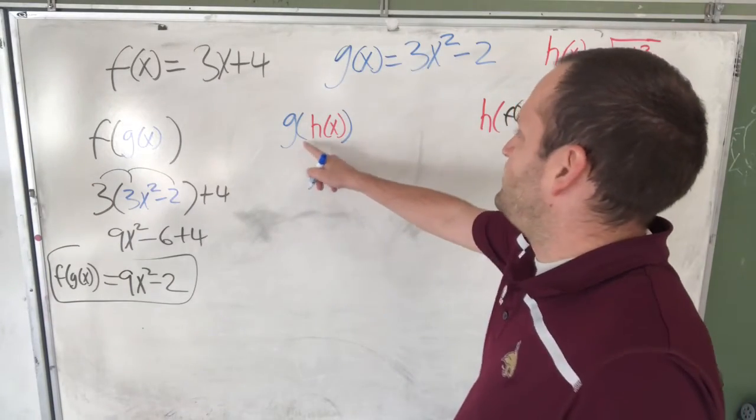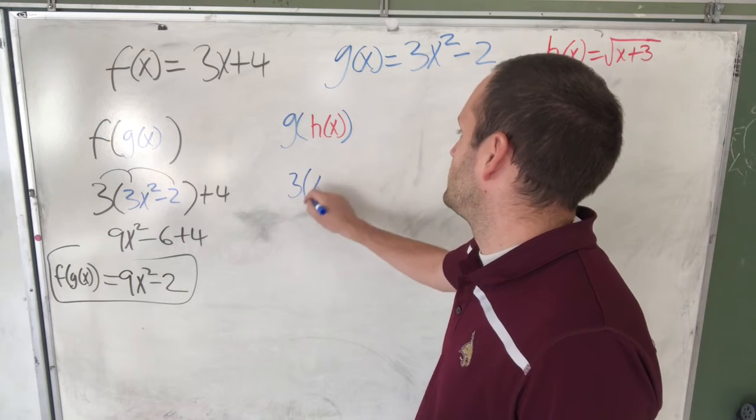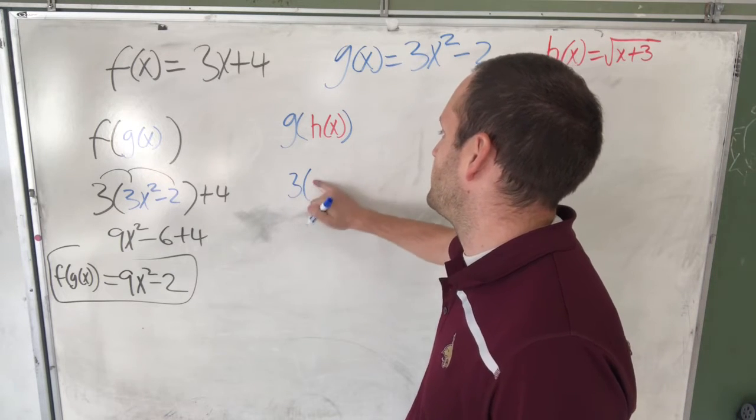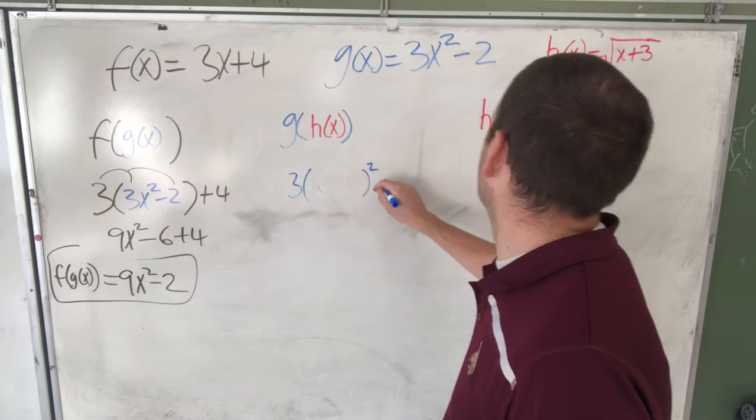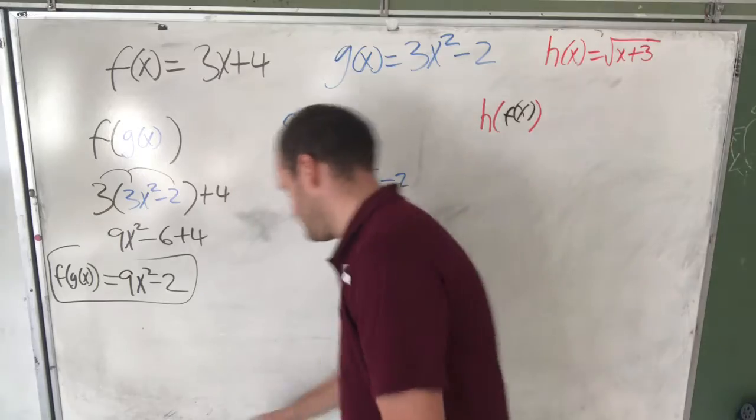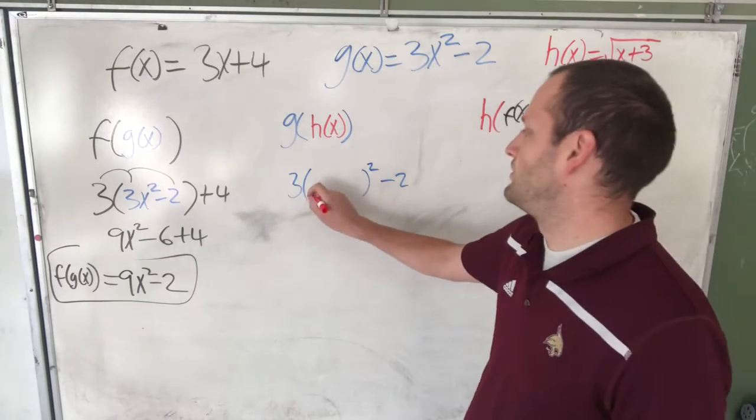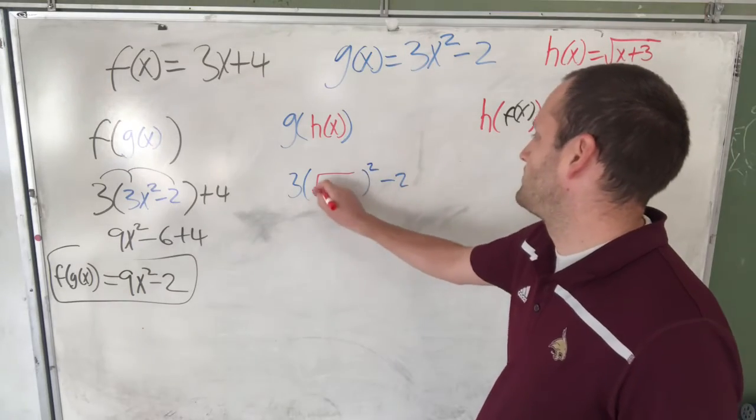We want to find g of h of x. Well, we've got our g equation. That is 3 times the inside, whatever x is, squared minus 2. We've got the red h of x, which is the square root of x plus 3.